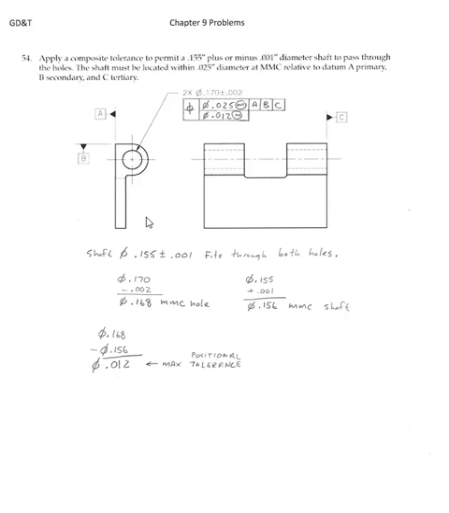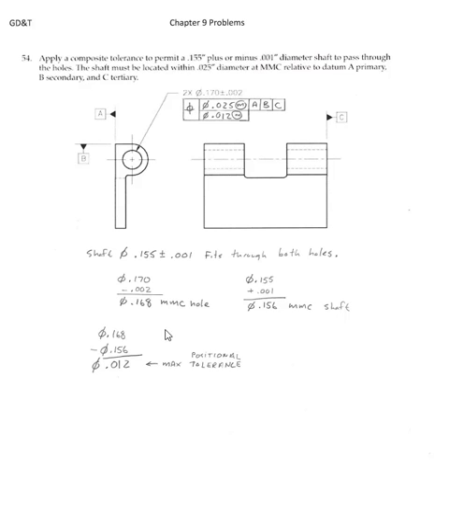Now we need to have a tolerance for the location of these two holes relative to each other, because what they're going to do, think of a hinge pin. I'm going to put a pin through both of these holes. Now it has to fit. So how do I size this up?